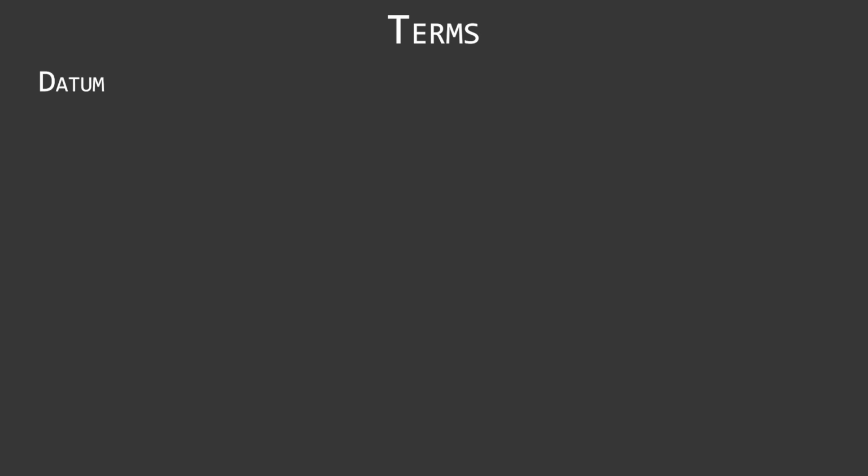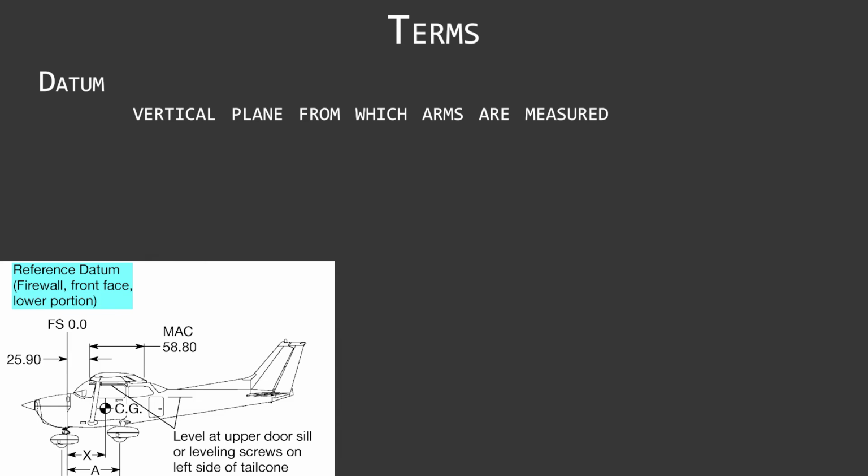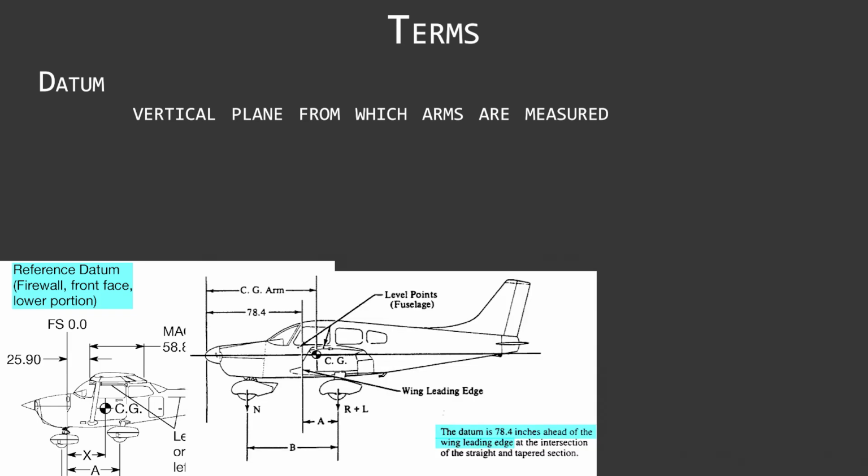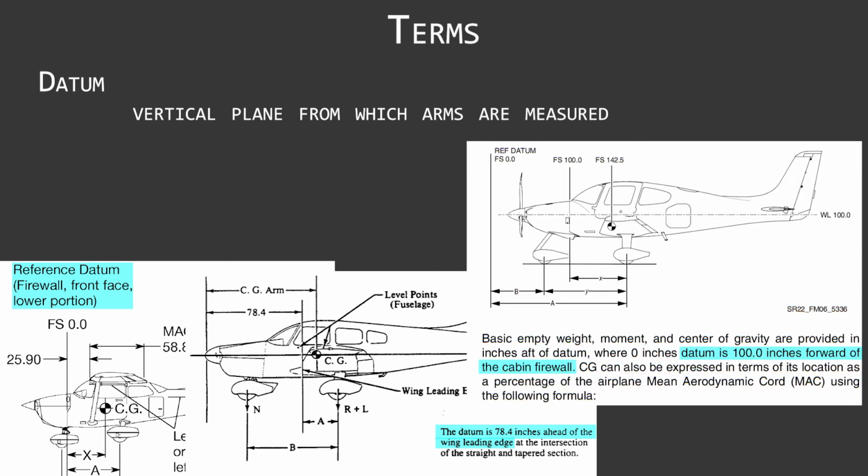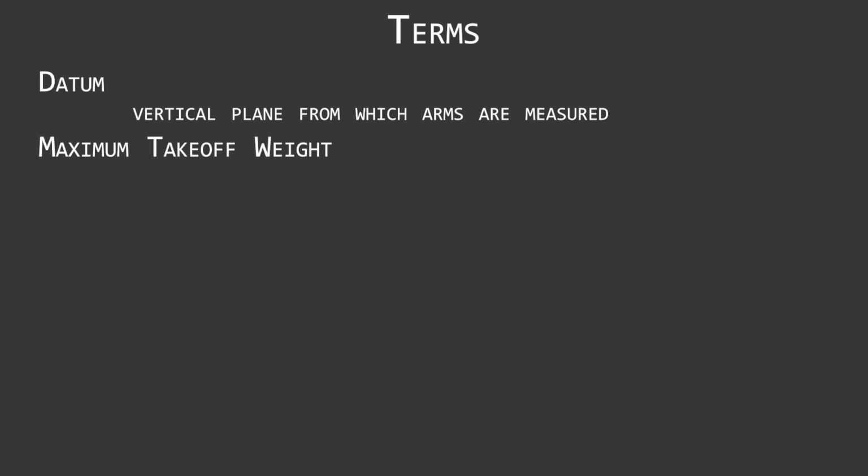The datum, or the reference datum, is an imaginary vertical plane where everything is measured from, and it differs by manufacturer. In a Cessna, it's the engine firewall. In a Piper, in this example, the datum is 78.4 inches ahead of the wing leading edge, so that's good to know. And in a Cirrus, it's 100 inches forward of the cabin firewall. So they're all different, and usually they try to be in front of the airplane, so all the moments are positive. Maximum takeoff weight is self-explanatory.